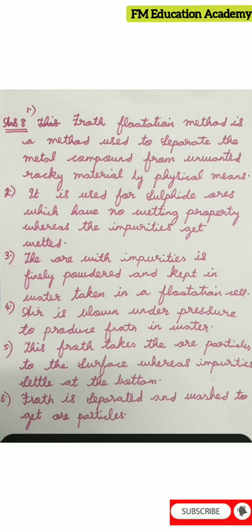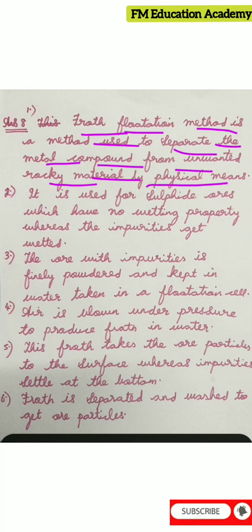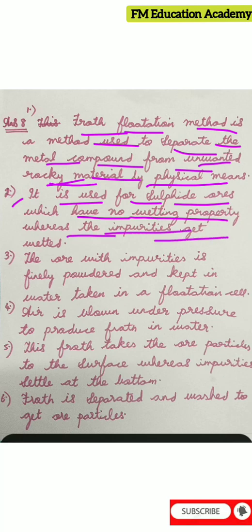You can refer. Froth flotation method is a method which is used to separate the metal compound from unwanted rocky material by physical means, that is, passing air and separating the metal from the unwanted rocky material. Then second point, it is used for sulfide ores which have no wetting property. That is, initially the sulfide ores will not be wet, but we are going to make the impurities wet.